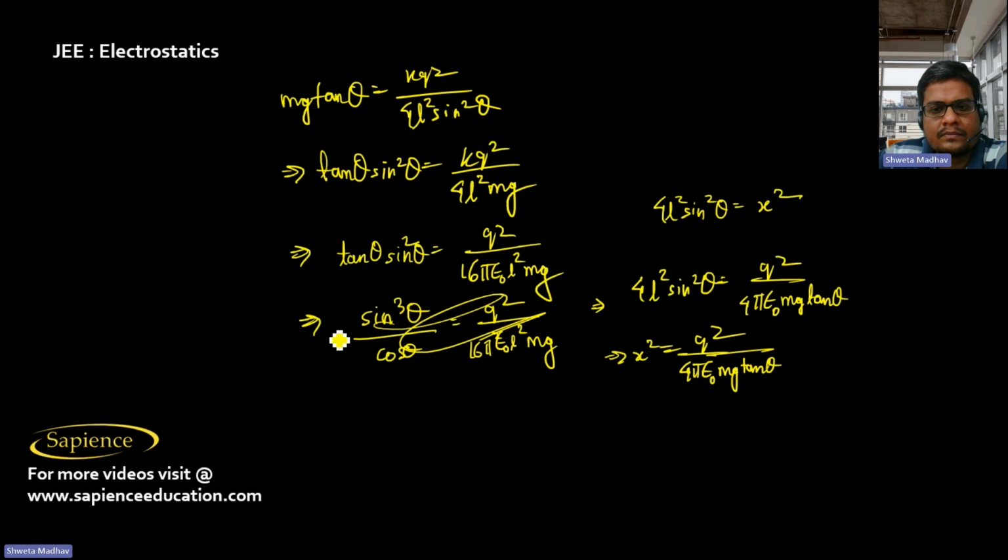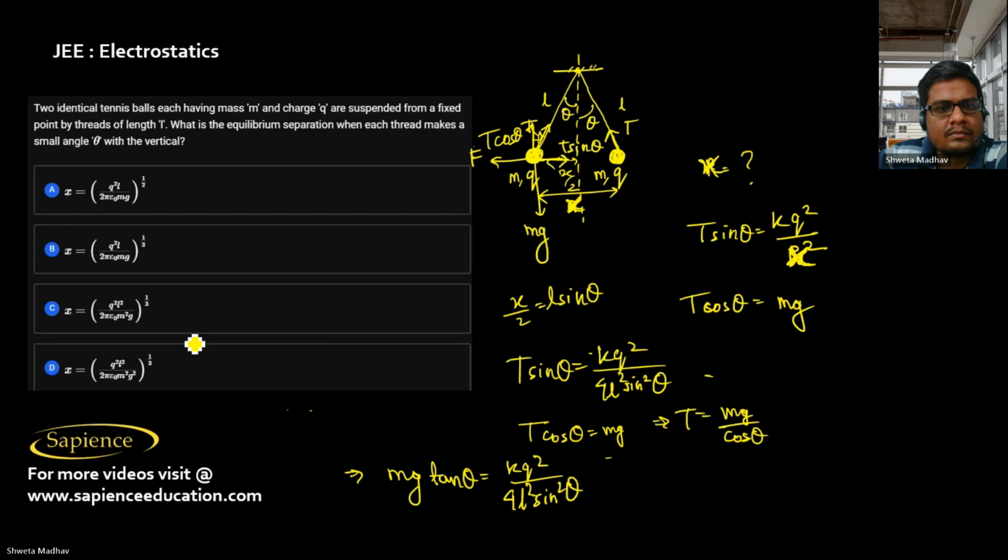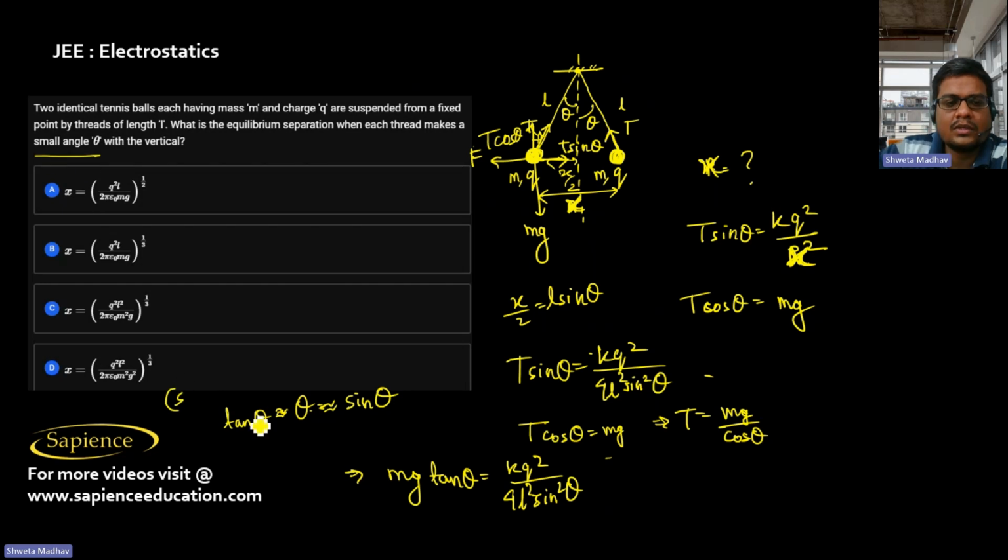Now tan theta is very small. Tan theta is approximately equal to theta only. So tan theta is approximately equal to theta, approximately equal to sine theta, since here it is told that it is a small angle, so we can use small angle approximation.